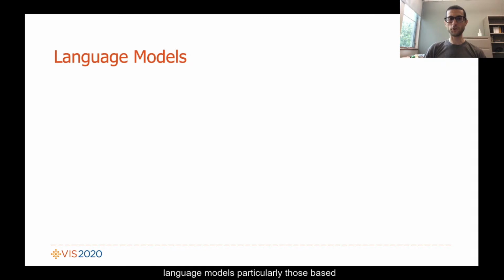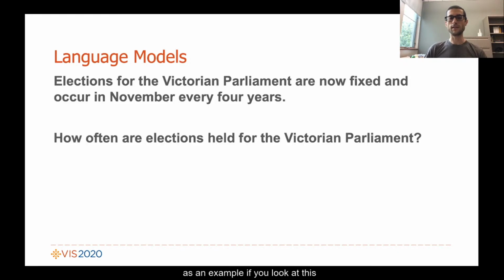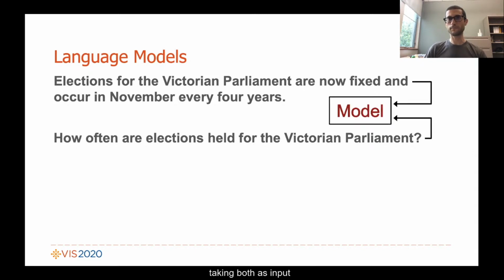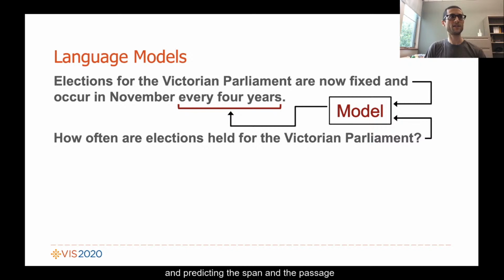Language models, particularly those based on deep neural networks, have made great strides in solving sentence understanding tasks in recent years. As an example, look at this question-answer pair with the text passage shown on top and the question on the bottom. State-of-the-art models are capable of taking both as input and predicting the span in the passage that corresponds to the answer, frequency with which elections are held.